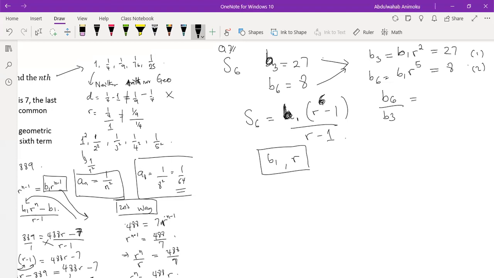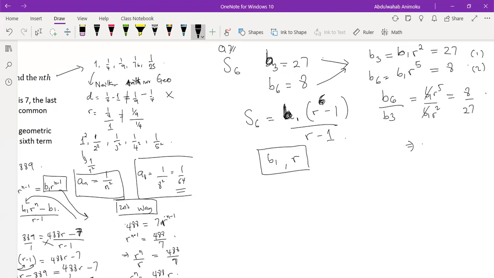Now, when you do that, that would mean B1 R raised to power 5 over B1 R squared. Now, the reason why you're dividing is because you want B1 to cancel out, right? When you divide, you cancel out B1, okay? So this is the reason why that works. So you have 8 over 27. Now, when you do this, B1 will cancel out.